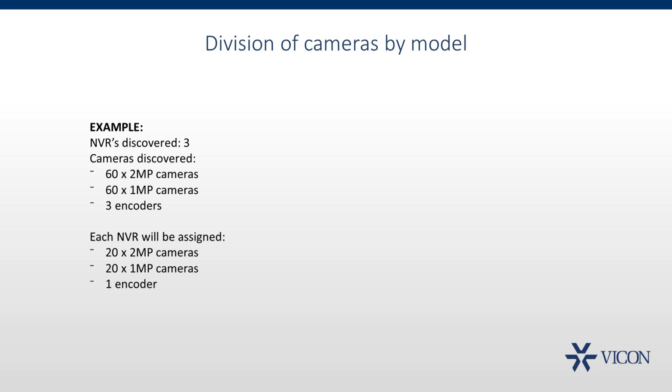Let's see an example of camera division. Let's say I'm using a system with 3 NVRs. I have 62 2 megapixel cameras discovered, 61 1 megapixel cameras discovered, and 3 encoders. With the automatic division, each NVR will be assigned 20 2 megapixel cameras, 20 1 megapixel cameras, and 1 encoder.